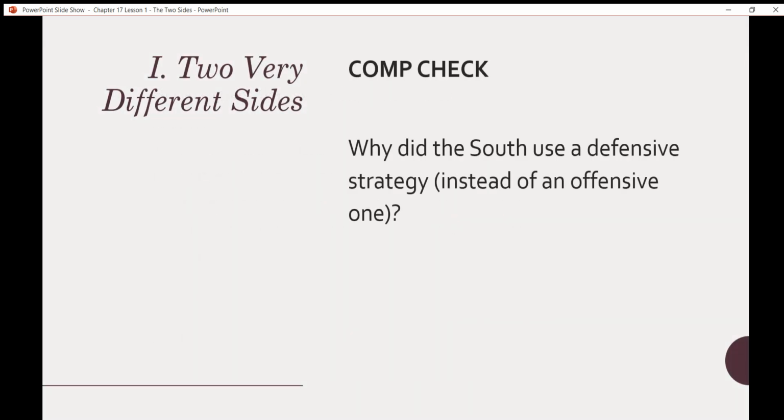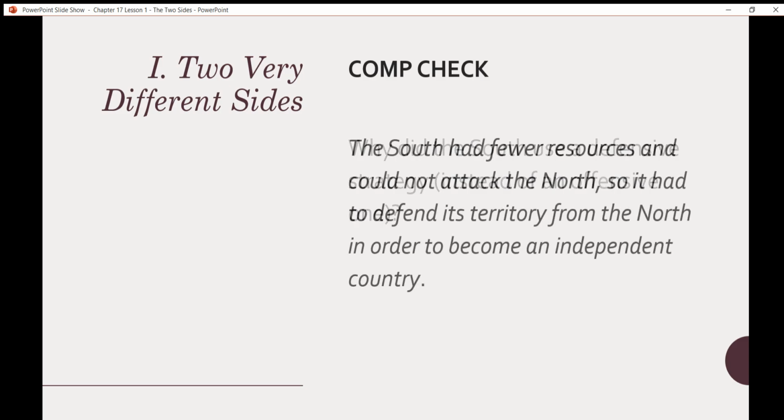So this wraps up section 1, 2 very different sides. Here's your comp check question for the section. Why did the South use a defensive strategy instead of an offensive one? Give you a moment to take a look at that. Well, pretty much the South had fewer resources and could not attack the North, so it had to defend its territory from the North in order to become an independent country.